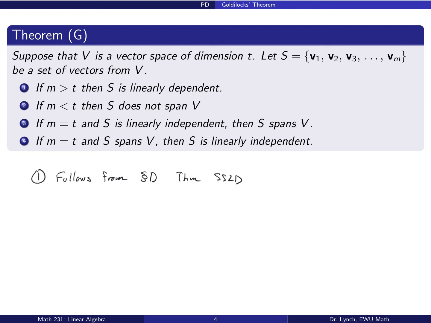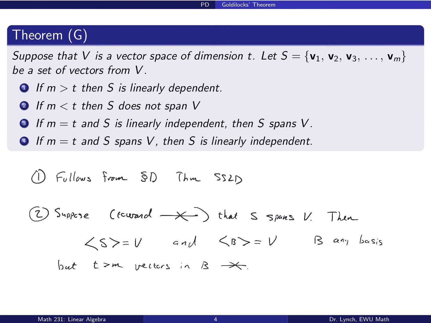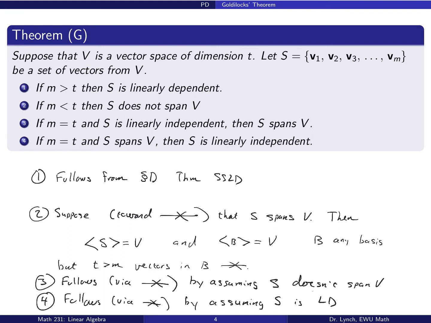If M is less than T, then it turns out S does not span V. So we prove this by a contradiction. So if we suppose that S spans V, then S spans V, and the span of a basis is also V, but a basis has more vectors than in the set S, which is a contradiction. Okay, points 3 and 4 also follow via contradiction by, in 3, assuming that S doesn't span V, and in 4 by assuming that S is linearly dependent.